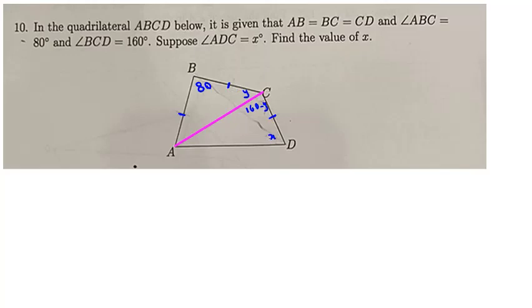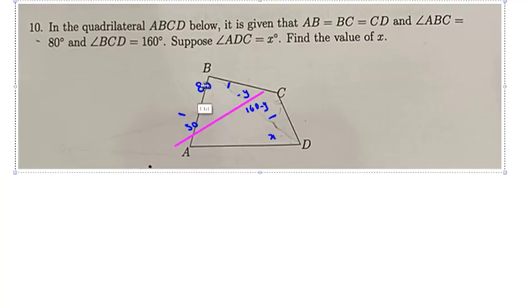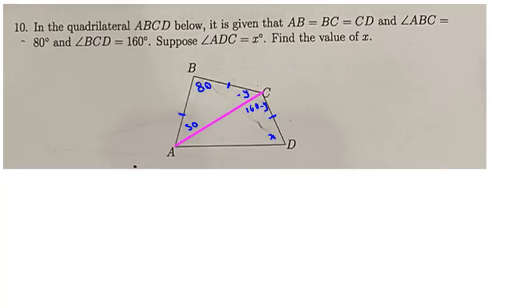Because the whole angle BCD is 160, we can write it like this. We should find X. Here we can say it is 80. It is an isosceles triangle, so 180 minus 80 is 100, so each base angle should be 50. And this one should be 50. Let me write 50 here. And 160 minus 50 is 110.